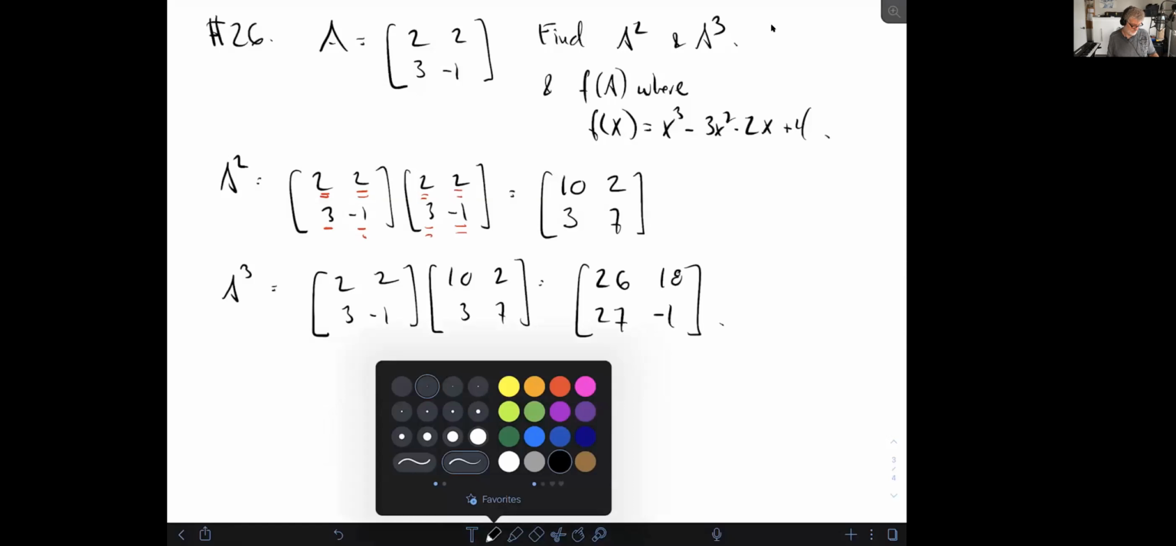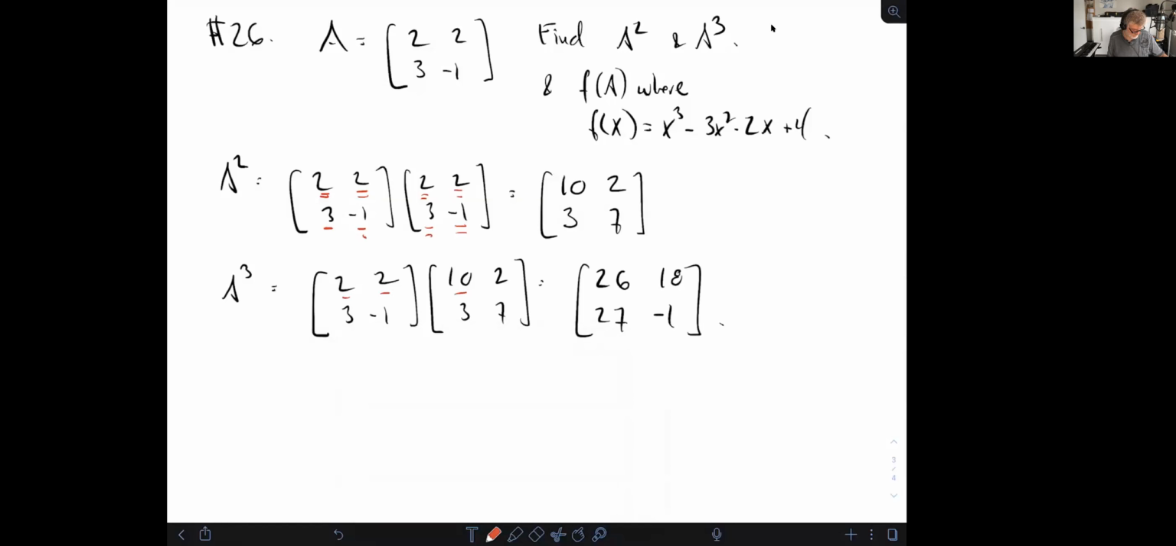Let's make sure this is correct. So this row times this column, 20 plus 6 is 26. This row times this column, that's 4 plus 14, that's 18. Then 30 minus 3 is 27. And 6 minus 7 is minus 1. Okay, so I think this is correct. I'll just check it. Yeah, all right. So now, for the polynomial, how does this work?